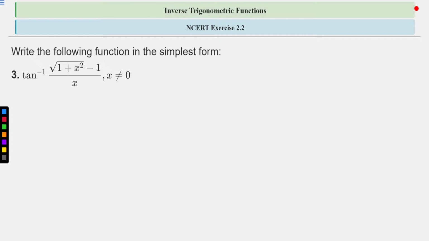This question says, we have to write the following function in the simplest form, right? Our function is tan inverse of root over 1 plus x square minus 1, upon x, when x does not equal 0. We basically have to write the given term in the simplest form. Clear? So how can we approach this question?